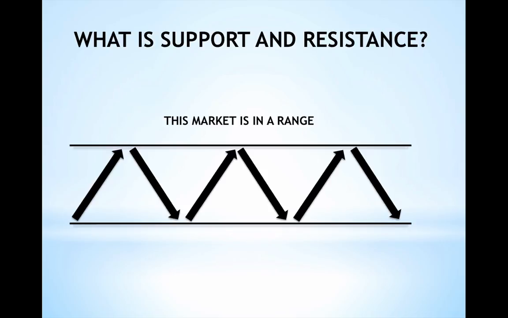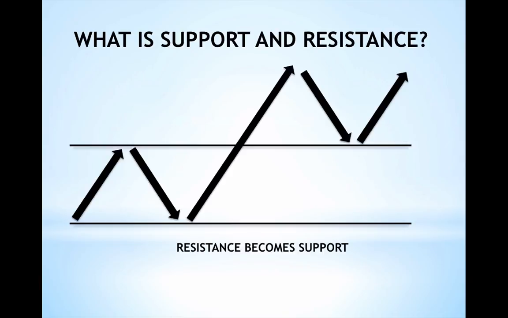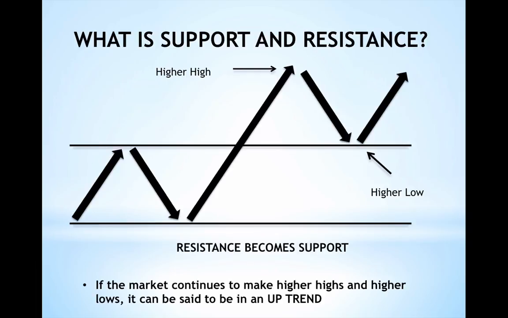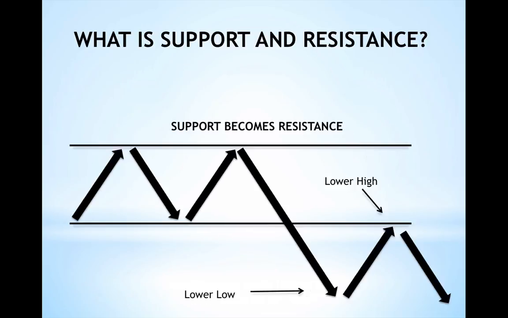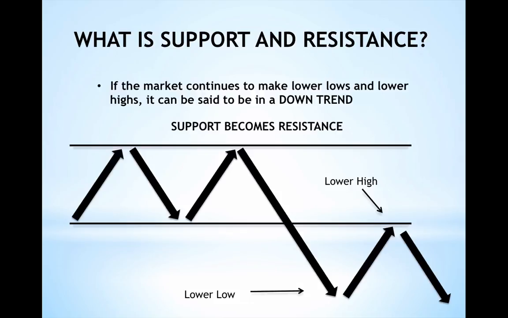Another thing to note is that when the market does break resistance, it often becomes support. This market is now making higher highs and higher lows. A market moving like this, making higher highs and higher lows, is said to be in an uptrend. Moving in the opposite direction, when the market breaks support, it often becomes resistance. This market is now making lower highs and lower lows. A market moving like this, making lower highs and lower lows, is said to be in a downtrend.